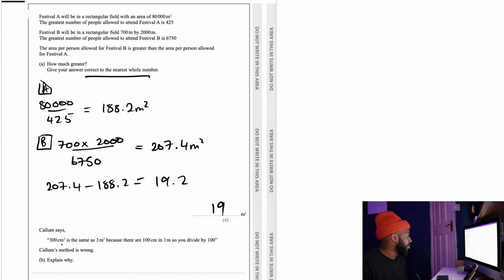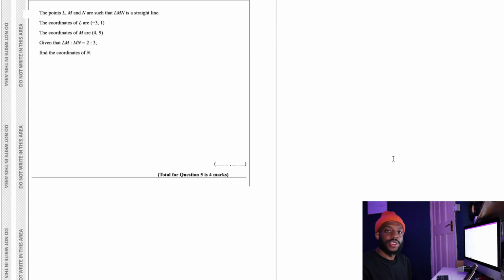In part B, we can see what Callum says here. He's not correct because 1 meter squared is equal to 100 centimeters multiplied by 100 centimeters. So instead of dividing by 100 as he's done here, he should really be dividing by 10,000, and that's his error.